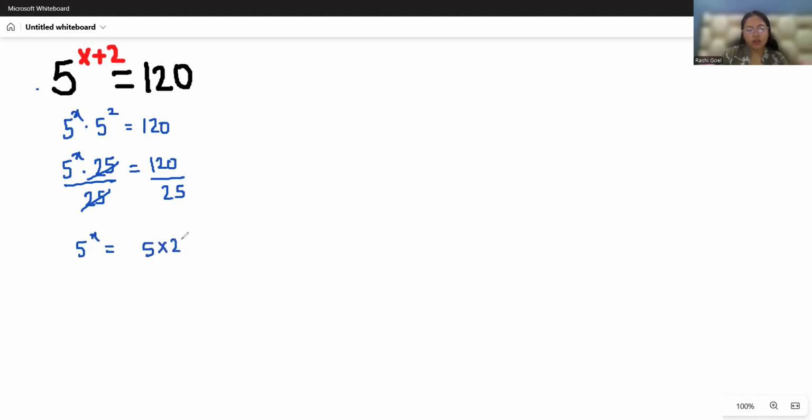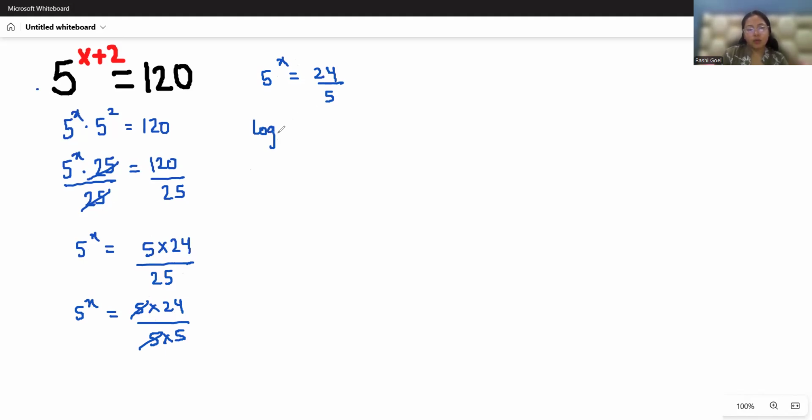I can write it as 5 times 24 by 25. So 5 power x equal 5 times 24 by 25. I can write 25 as 5 times 5, so this will cancel out. So 5 power x equal 24 by 5.